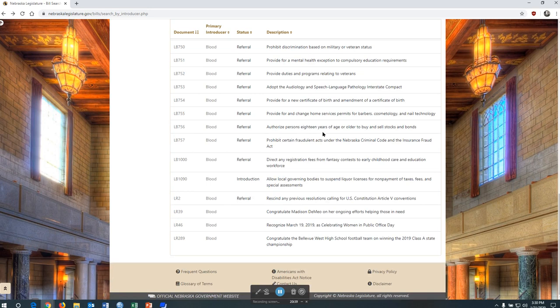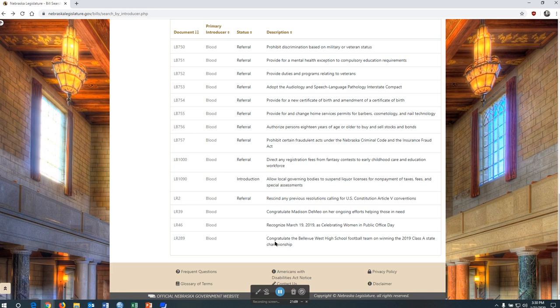And then I want to show you one last thing. There are also LRs. These are legislative resolutions. These are really sort of perfunctory and celebratory things that anybody in a legislative body has the prerogative to do, and they take advantage of it. So look at LR 39. Congratulate Madison DeMayo on her ongoing efforts helping those in need. LR 46, recognize March 19th, 2019 as Celebrating Women in Public Office Day.